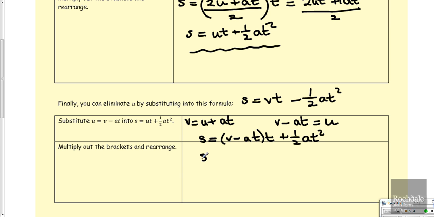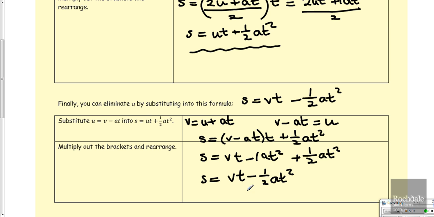So if we just sort out the algebra here, I'll multiply out the first bracket, so it's vt minus at squared plus a half at squared. vt is okay. Now these are the same kind of term. Minus at squared means minus one lot of at squared. If you then add on half of an at squared, minus one add a half is minus a half. And that gives us that fifth equation.